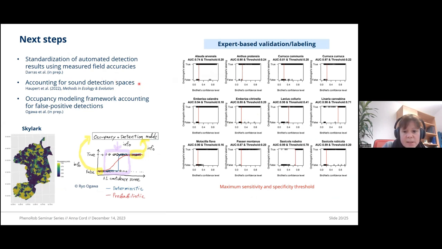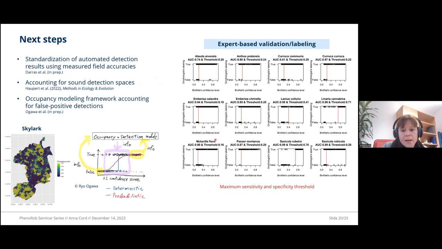Sound detection spaces, basically for a camera, when you detect a picture, you have the clear footprint of what was measured. It's not so clear with the soundscapes, because sound travels very differently depending on which vegetation type, which land cover you have. So this is a field which is currently very much under development.